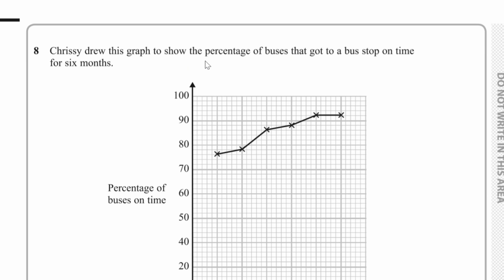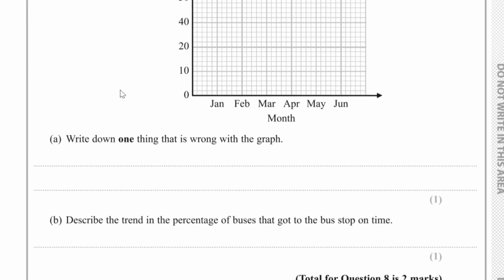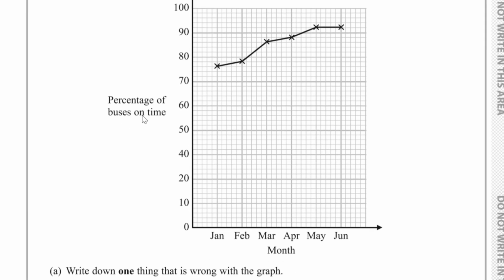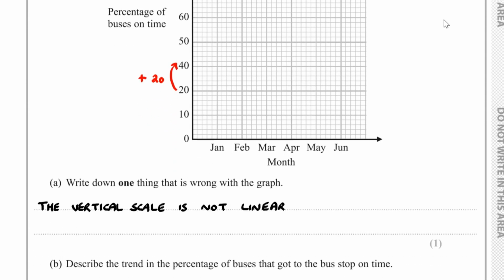Question number 8. Chrissy drew this graph to show the percentage of buses that go to a bus stop on time for 6 months. For part A, we have to write one thing wrong with the graph. Well, if we take a look at the percentage of buses on time scale, we can see we add 10, add another 10, and then from here to here, 20 has been added. And then we add 10 for the rest of them. So what we can say then, the vertical scale is not linear.